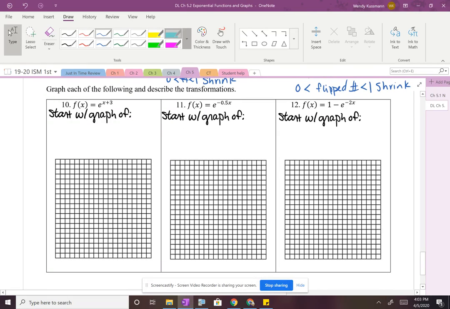Looking at e to the x plus 3. Start off with the graph of, again, our parent function, y equals e to the x, and then we're going to change it. The plus 3 is the only different thing. Plus 3 is a change in x, so remember it's an opposite sign. So instead of going right, we're going left 3. I would just put this in our calculator, get some ordered pairs, and graph it.